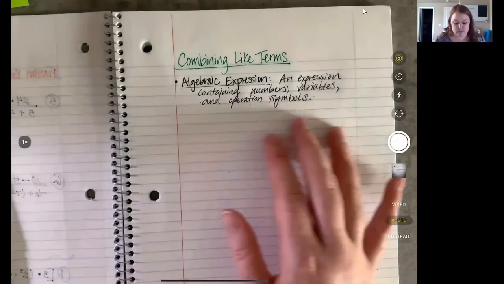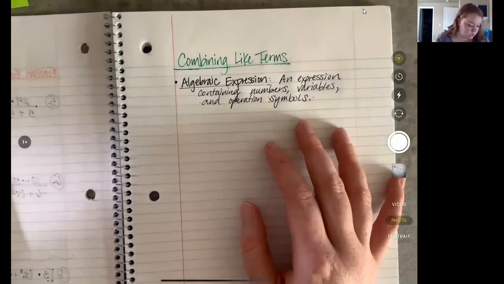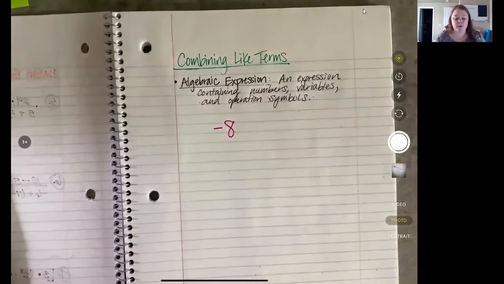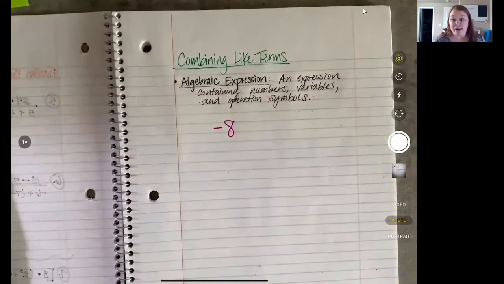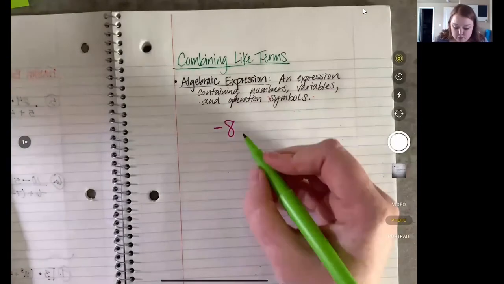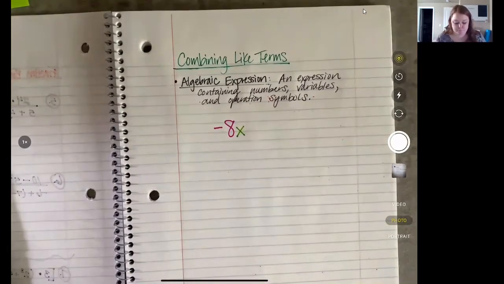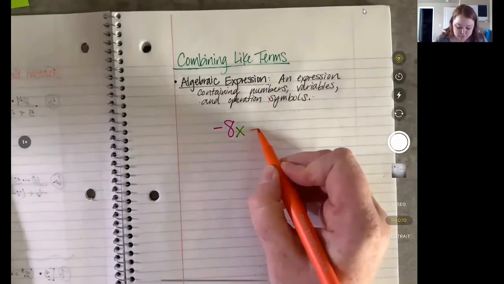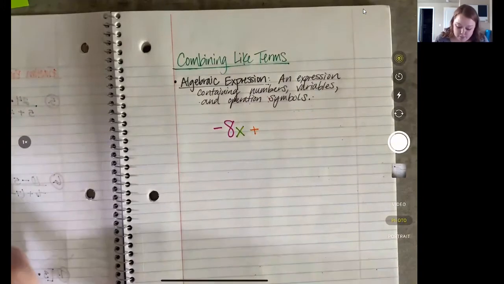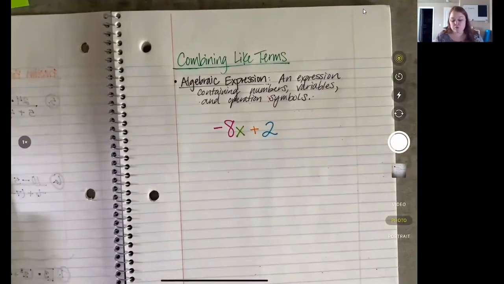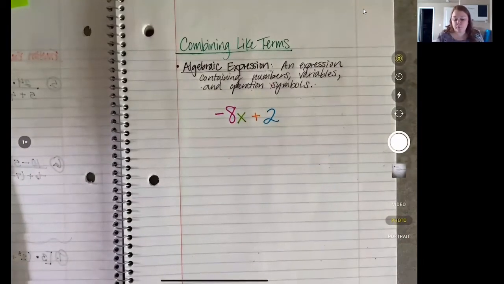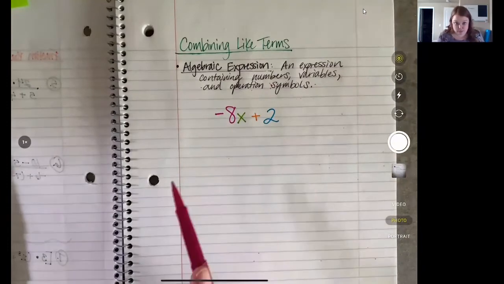So let's go ahead and write an example of an algebraic expression. So let's start with a big old -8. But that -8 is right next to something. It is right next to the letter X. And then after that, we're going to add something. So write in a plus sign. And then we're going to end this with a 2. So our algebraic expression is -8x plus 2. Now, I'm doing it in different colors because, well, I just love colors, but also we have different vocab words for everything within here, okay?